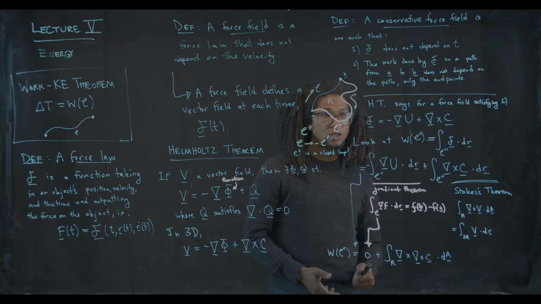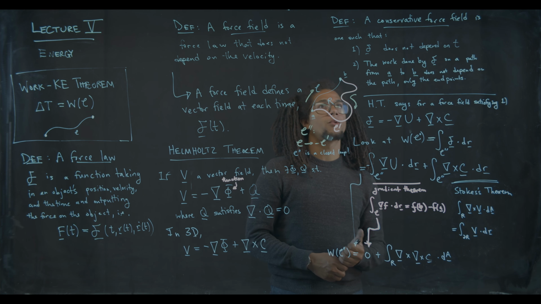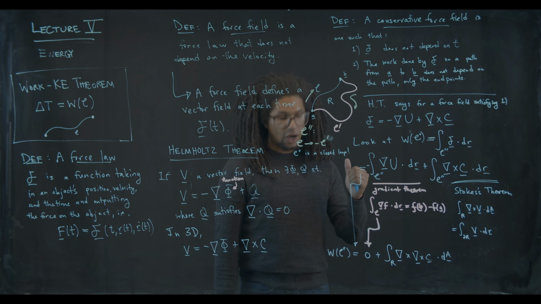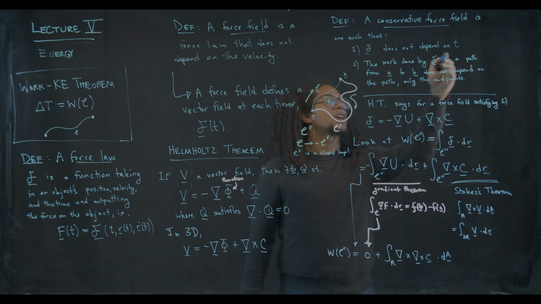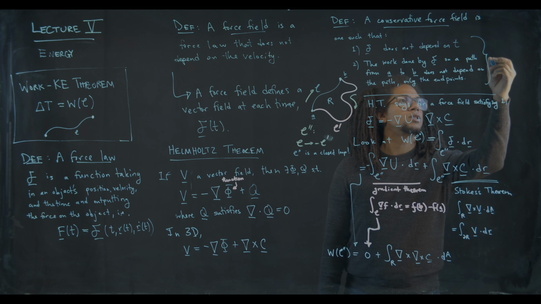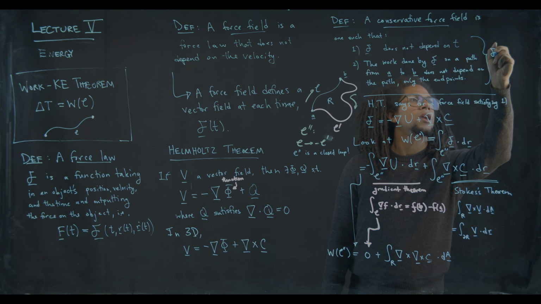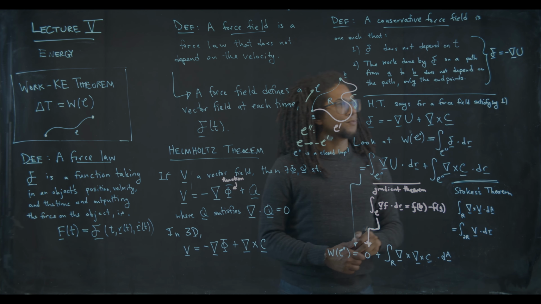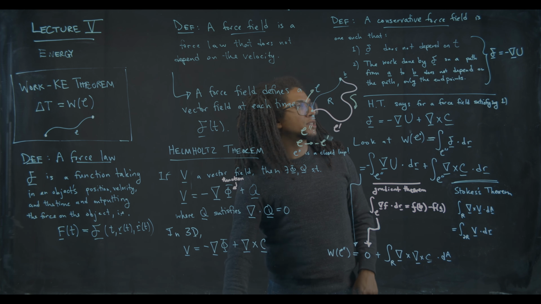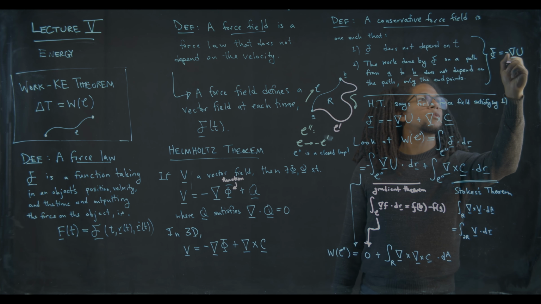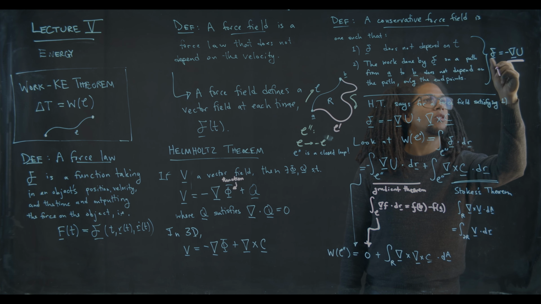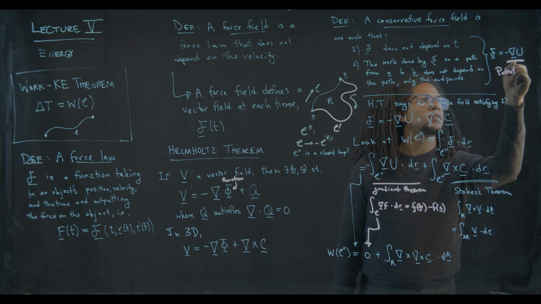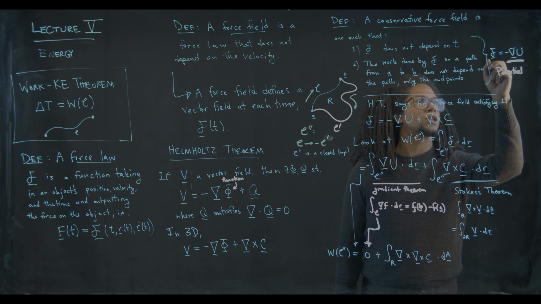So we find the following: a vector field is conservative if and only if F is equal to minus nabla u. That motivates us to define this object on the right-hand side. We call this object the potential energy. I should say just u is called the potential energy.